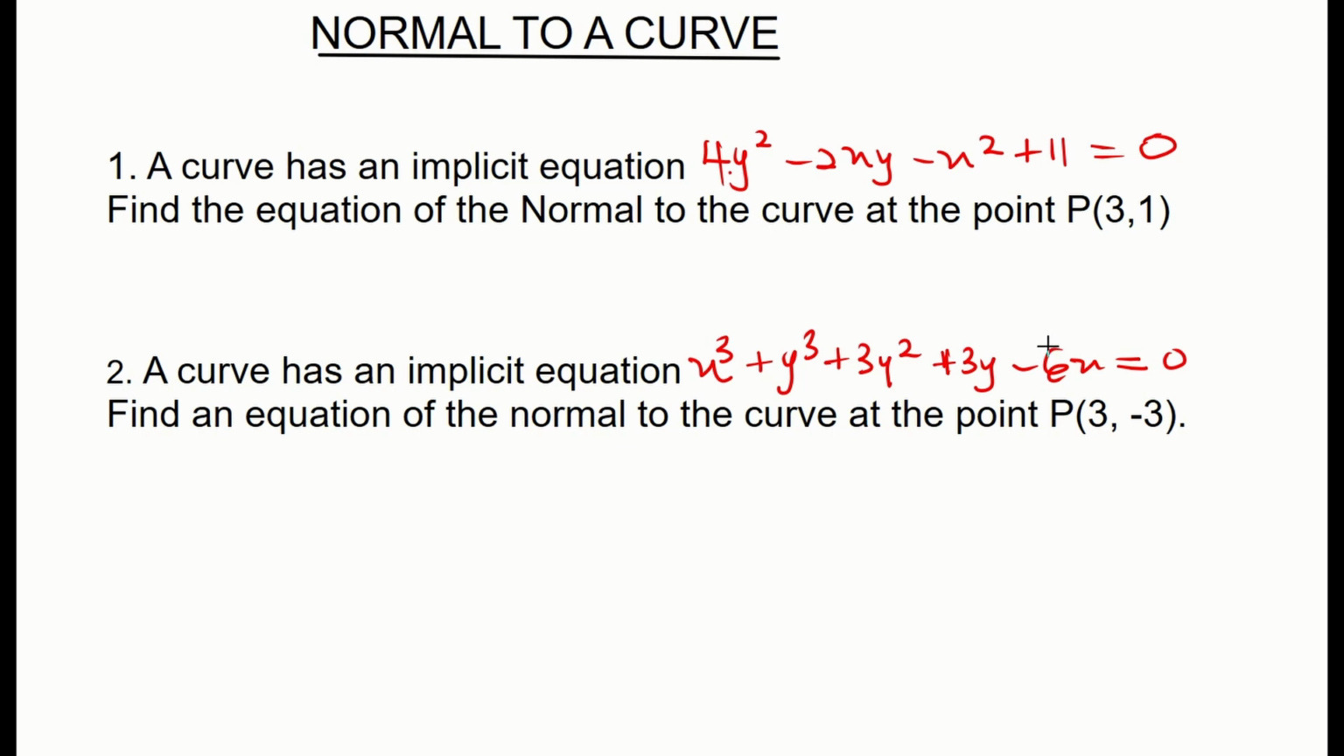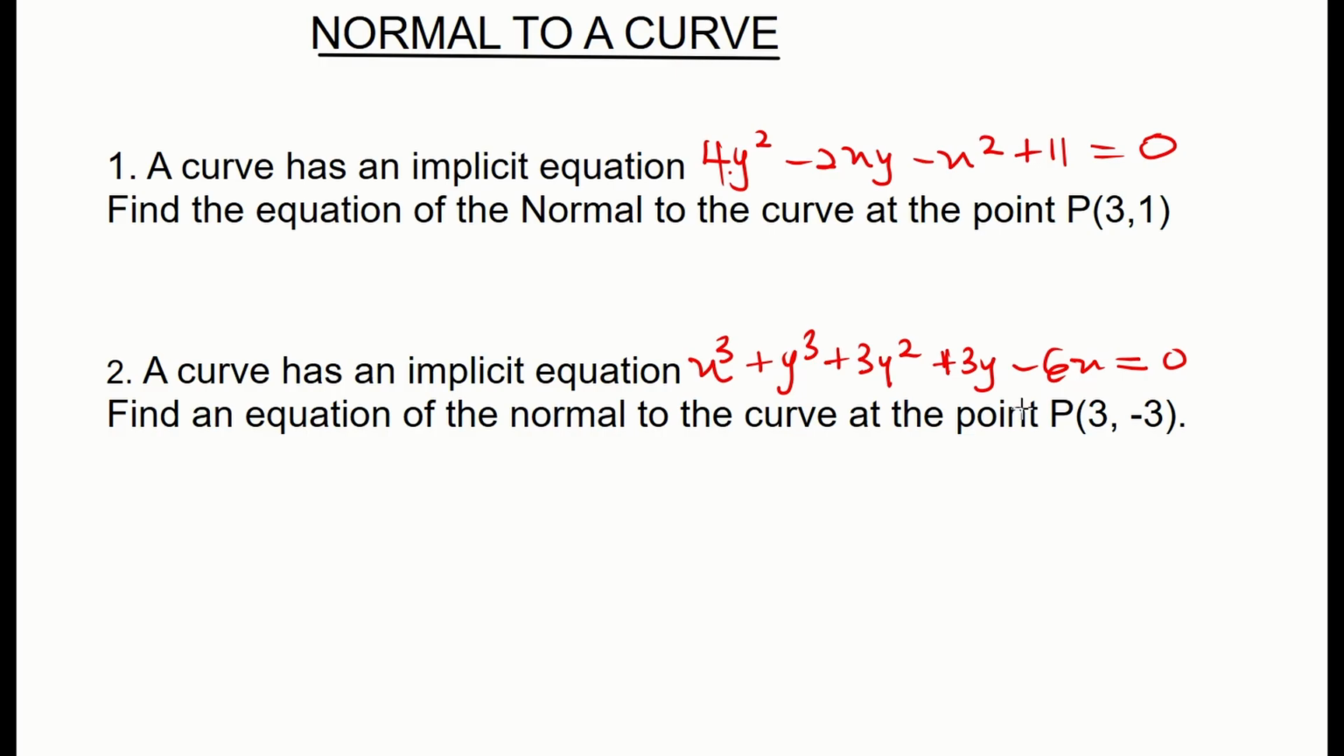We are continuing today with this question where we have the first question to be: a curve has an implicit equation 4y squared minus 2xy minus x squared plus 11 equals 0. Find the equation of the normal to the curve at the point 3, 1. Then the second question also has it that a curve has an implicit equation x squared plus y cubed plus 3y squared plus 3y minus 6x equals 0. Find an equation of the normal to the curve at the point 3, minus 3.